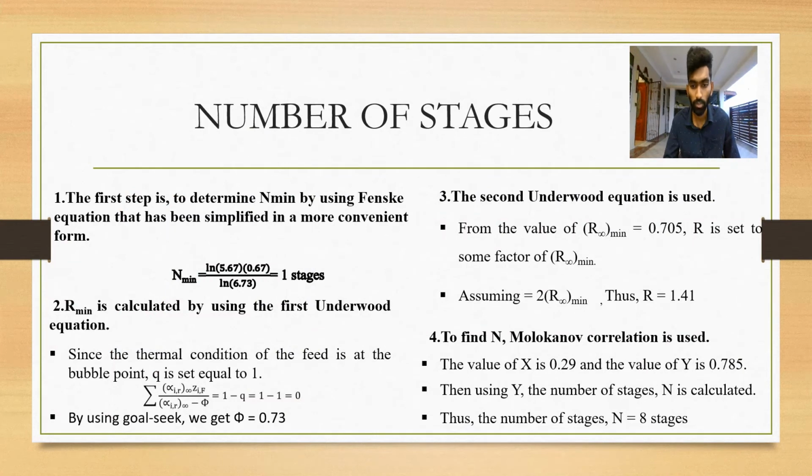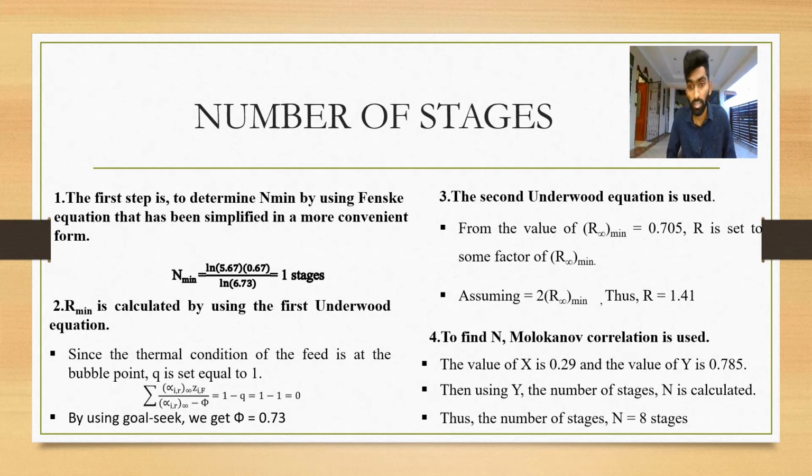Hello, I'm Yugendran. The first step to find number of stages is to determine N minimum by using Fenske equation that has been simplified in a more convenient form. By using the formula, N minimum is 1 stage. The second step is R minimum is calculated by using the first Underwood equation. Since the thermal condition of the feed is at bubble point, q is set to equal to 1. By using the goal seek, we get the phi value is 0.73.